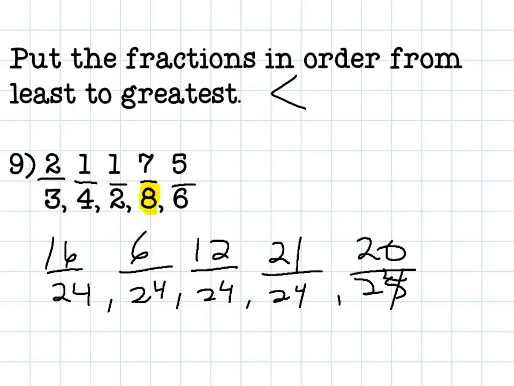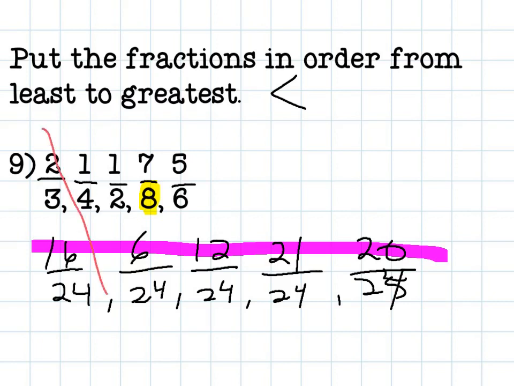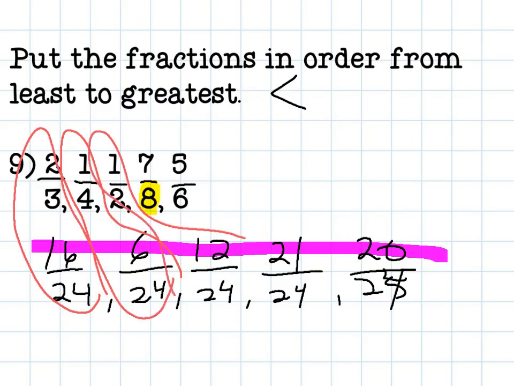Now you can look at all of the numerators to determine the order of the fractions. When you do the order of the fractions, however, you need to make sure that you're listing them according to the original numbers that you were given. So these two numbers are equivalent. These are equivalent. And if you'll notice, I'll continue the grouping so that you can see which fractions are equivalent.